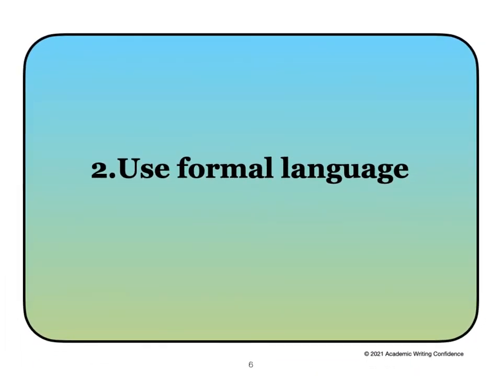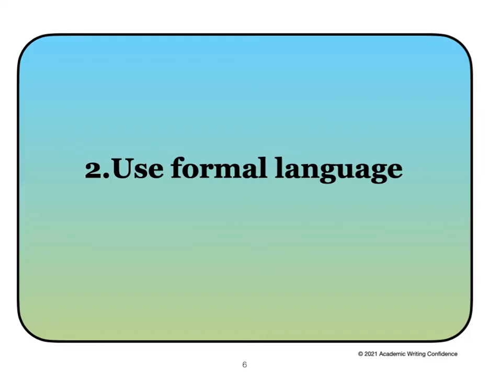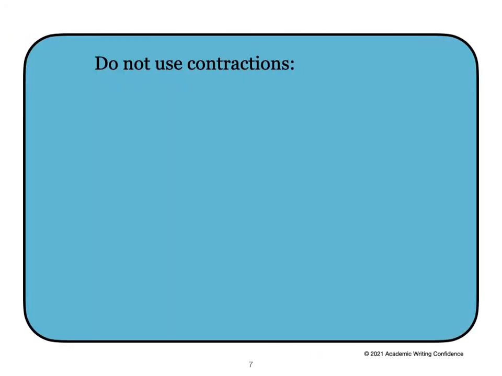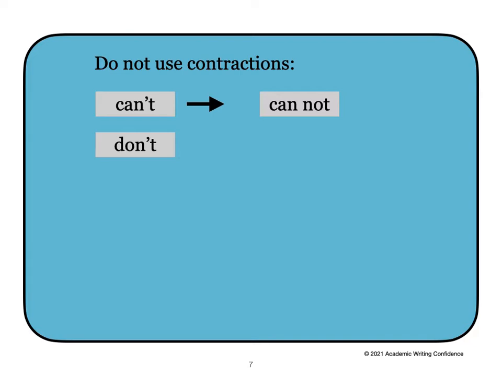The second thing that you can do to help improve your academic writing is to use formal language. Well, what do I mean by formal language? In academic writing, you should not use contractions. Do not write a sentence with the word can't. Be sure to write the 2 words, can not, in your writing. The same with don't. Be sure to write do not.